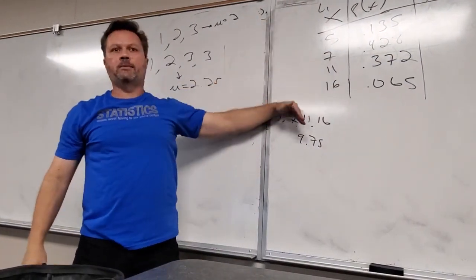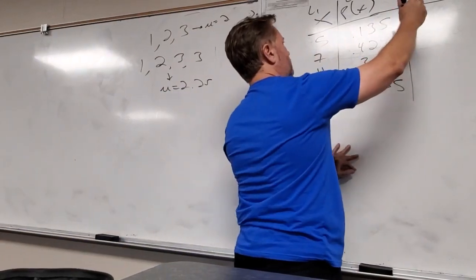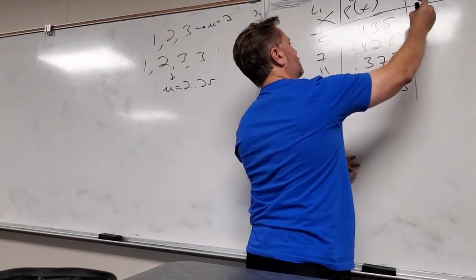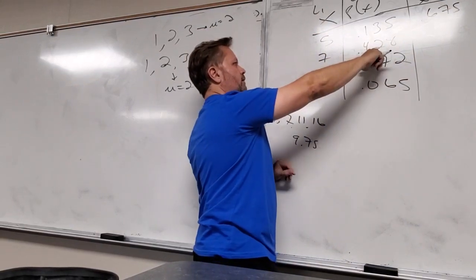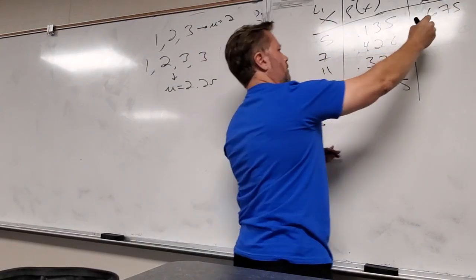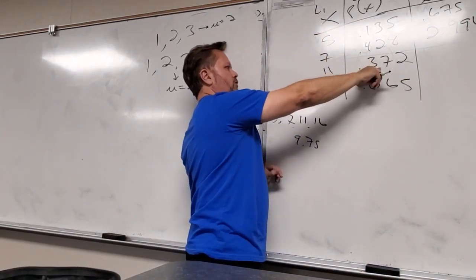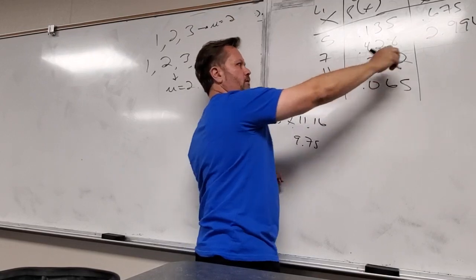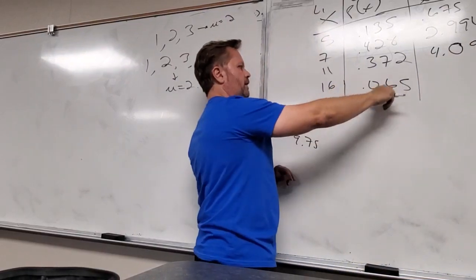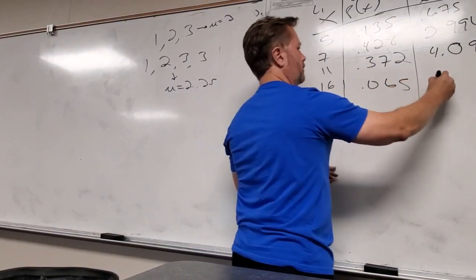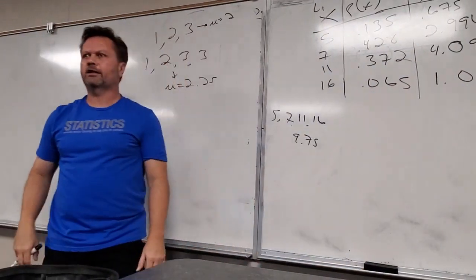This is not a very large sample, so you don't have to do that. You can just do each one. So help me out. 5 times this. What is that? Say again? 0.675? Sounds about right. And then 7 times this? 2.996? And 11 times this one? 4.092? And then 16 times this little one? 1.04? You guys can all double check if you want to.